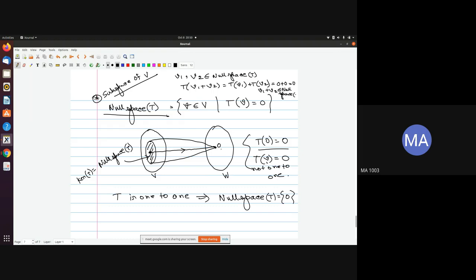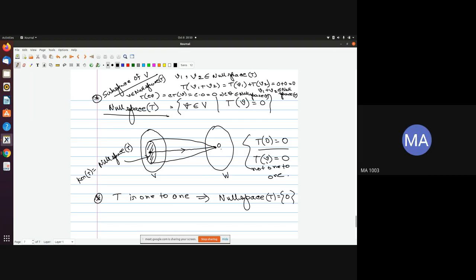Correct? And what about the scalar multiplication? If V is inside the null space, C times V, T of C times V is C times T of V, is C into 0, that is 0. So C V is inside the null space of T. Right? So this is a subspace. So if T is 1 to 1, then the null space must be the 0 vector space. No other element should be there. Right? Correct? This is understood? Yes, sir.